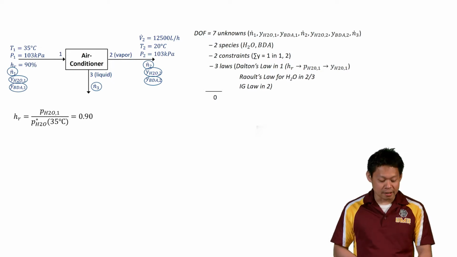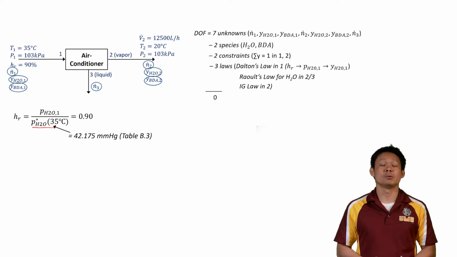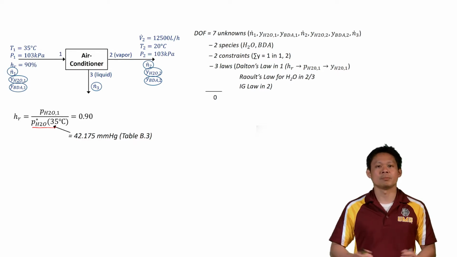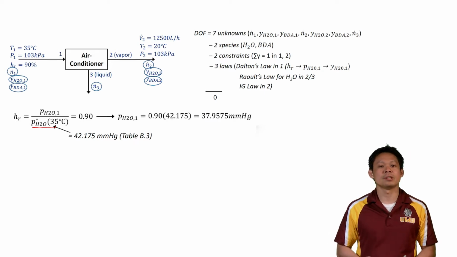Where are we going to find the vapor pressure of water at 35 degrees C? In this case, you would look up table B3 for water. There's a tabulated table of values. We see that it is 42.175. So with that, we can just plug into the equation and we see that we have the partial pressure of our water vapor in stream 1.